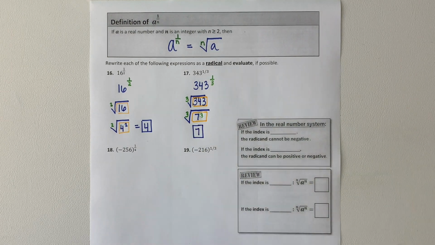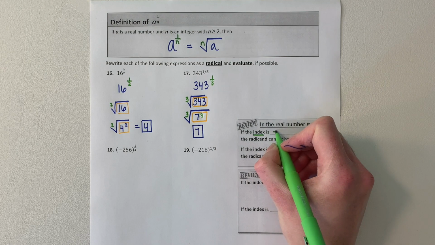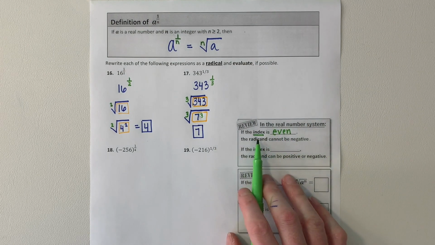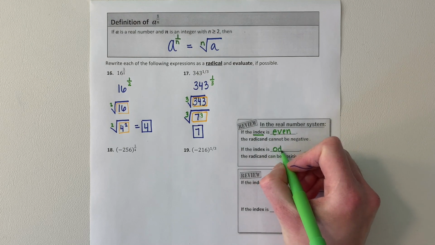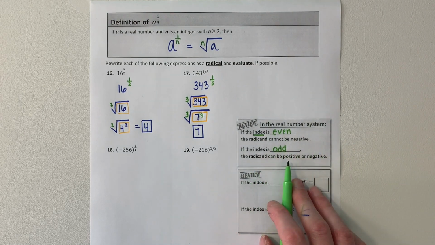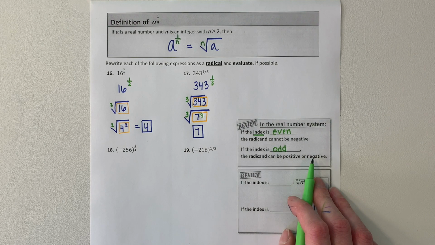Now, before we continue on, I just want to rewrite here 2 of the important rules that we've been using. On the first page, we learned that if the index is even, the radicand cannot be negative. We also learned that if the index is odd, the radicand can be positive or negative. You'll have a solution either way.